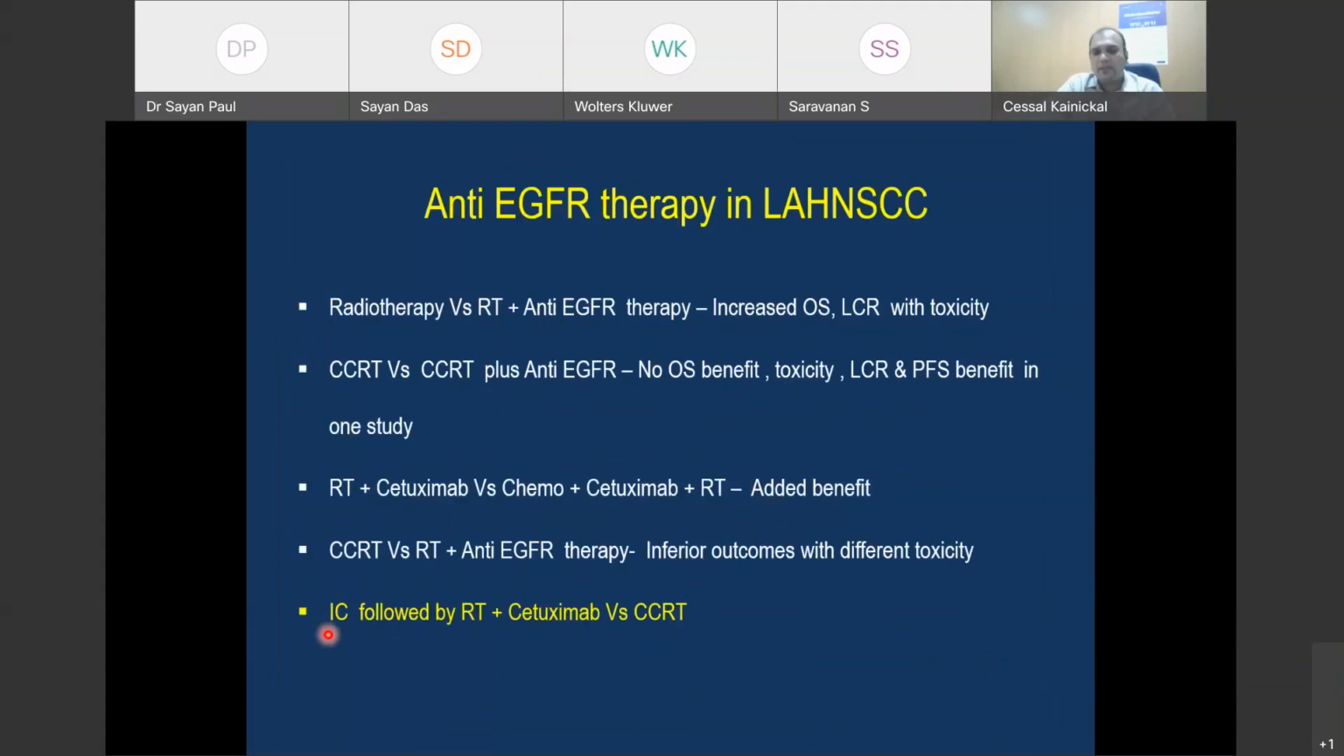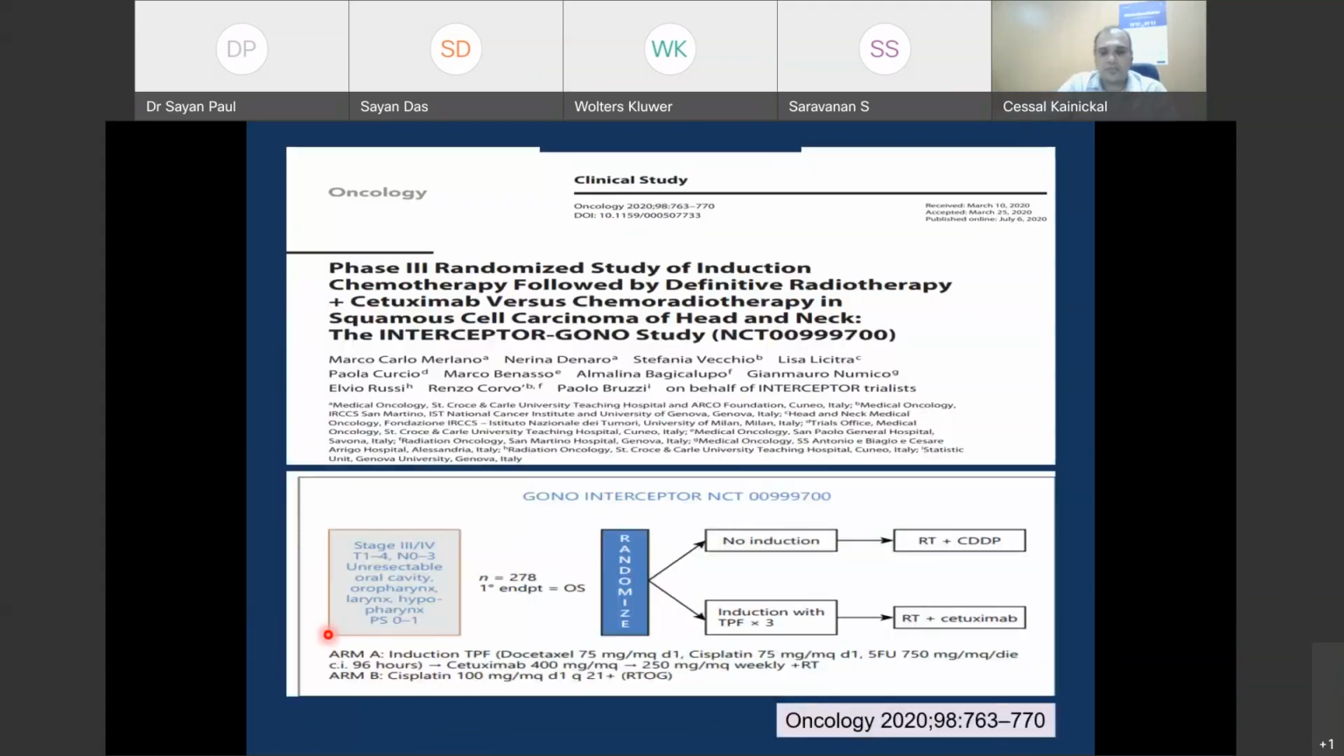So you give TPF induction chemo, followed by a monoclonal antibody plus radiotherapy, versus the standard concurrent chemoradiation. There are 2 attempts, one by the Gottlieb group, that is in 2007-02, and the other by the Italian group. This is the Italian attempt, a phase 3 randomized trial of induction chemotherapy. That is, you give TPF for 3 cycles followed by radiation plus cetuximab, or no induction, that is the standard concurrent chemoradiation.